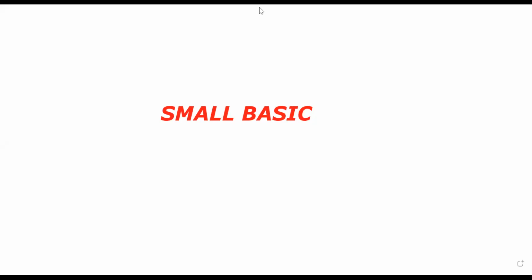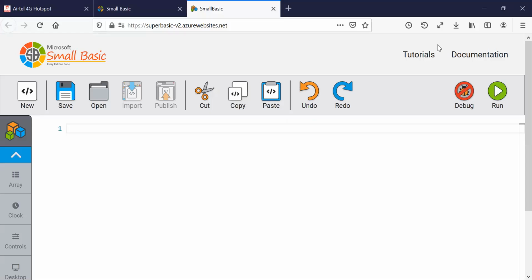Now I'll share my screen and show you my Small Basic that I have accessed from my web browser. So guys, as you can see, this is my Small Basic. Any file you save from Small Basic is saved with the extension .sb. Now let me first introduce Small Basic to you.